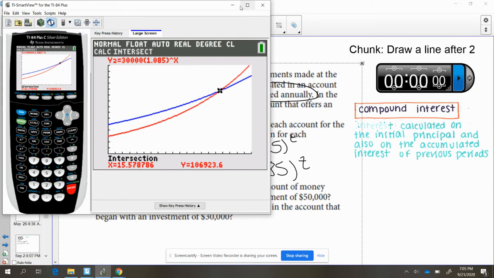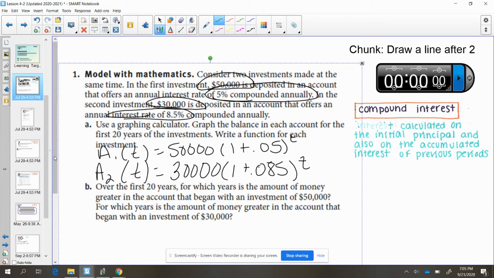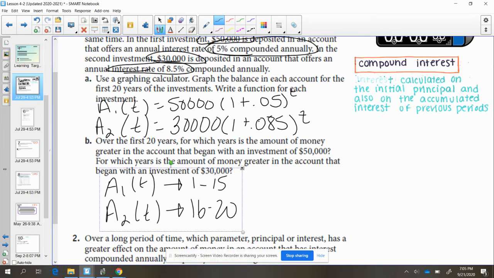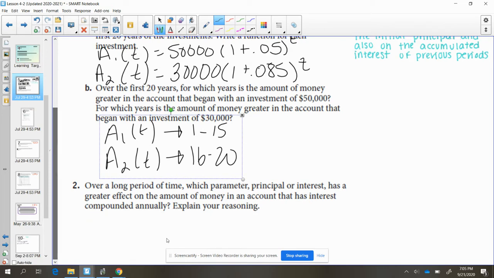So we can start comparing and contrasting the two. Again, account 1 for years 1 through 15, and then anywhere beyond that, 16 to 20, that's when account 2 is going to be the better one. So that's a lot of what we're looking at here, is comparing those interest rates. And over a long period of time, again, the interest rate really begins to make a difference, is what we're seeing there.